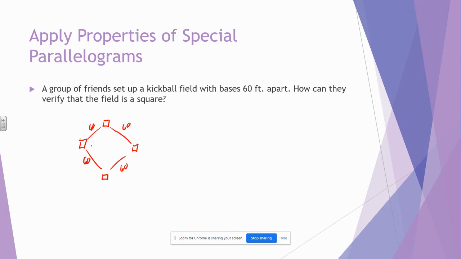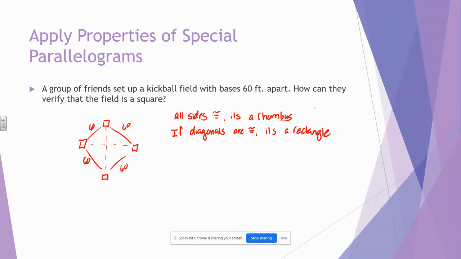Another way that they can verify that it's a square is if they can verify that the diagonals are congruent. So since we know all sides are congruent, it's a rhombus. If the diagonals are congruent, it's a rectangle. So, if they are congruent, it is a square.